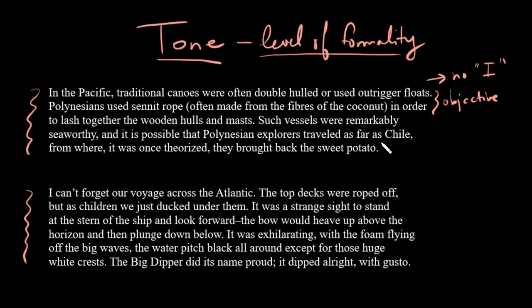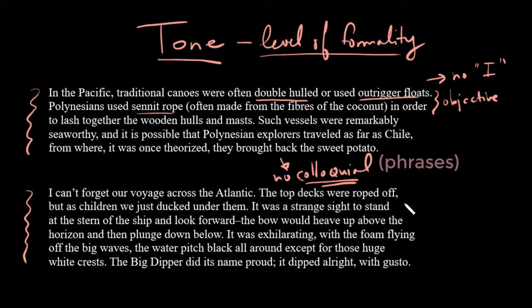In the Pacific, traditional canoes were often double-hulled or used outrigger floats. Another thing you see here is the use of fairly technical jargon, which is more common in formal academic writing. We also typically see a more elevated diction. You would not expect to see swear words or slang, or what's sometimes referred to as colloquial writing. The word colloquial means slang or everyday speech. So no colloquial phrases in academic writing. The second passage doesn't have too many of those either, but it is just something to be aware of.